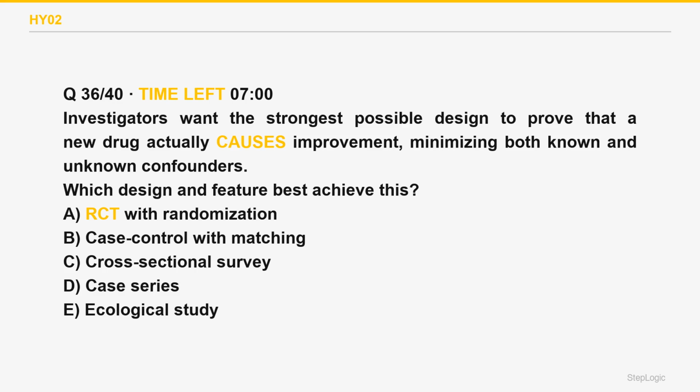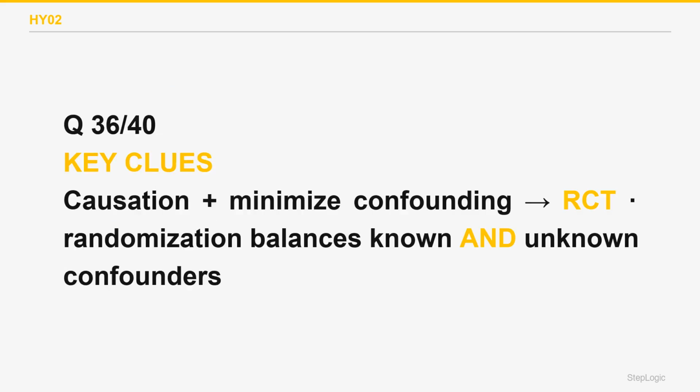Read the command: strongest design for causation. Randomization balances confounders you can't even see. A randomized controlled trial provides the strongest evidence for causation because randomization distributes both known and unknown confounders evenly between the groups. That balance is something no observational design can guarantee, which is why the RCT sits at the top of the evidence hierarchy for a single study.